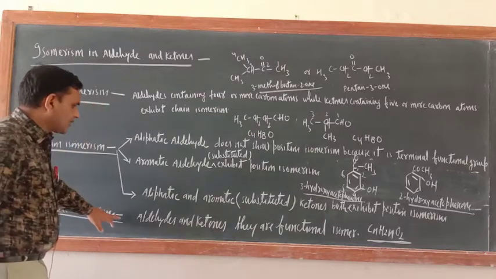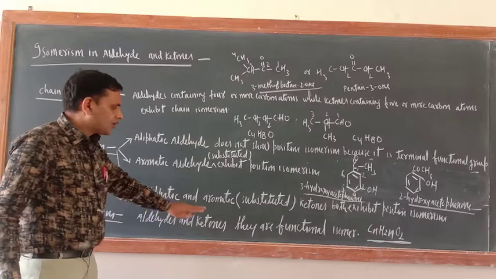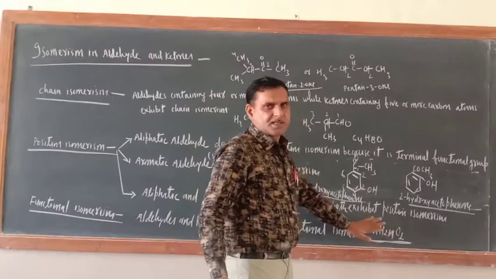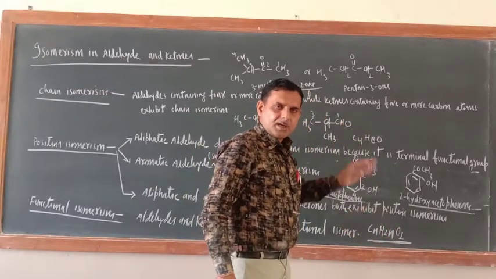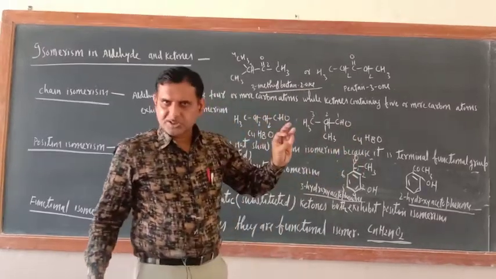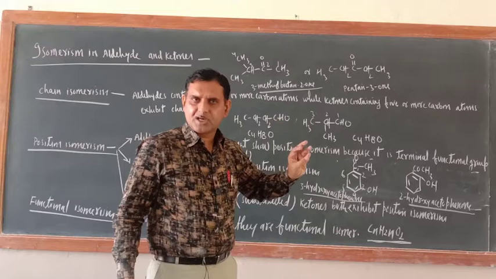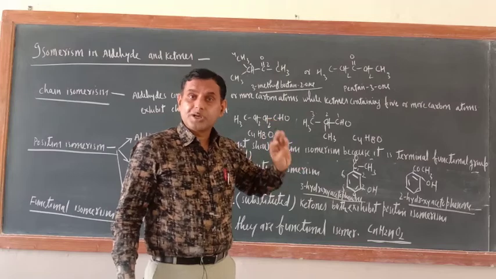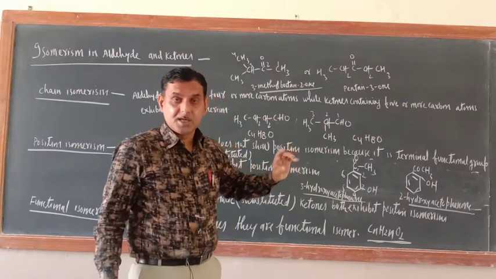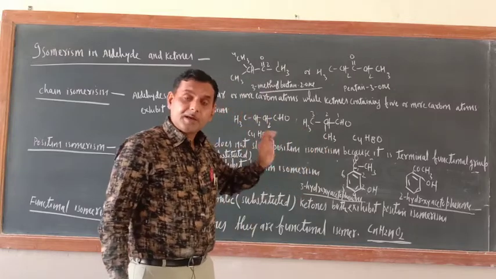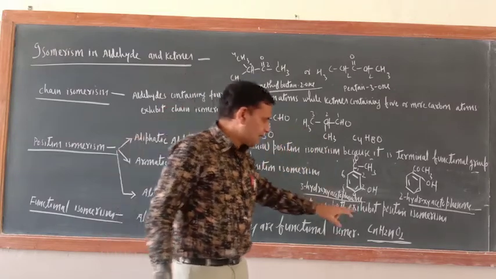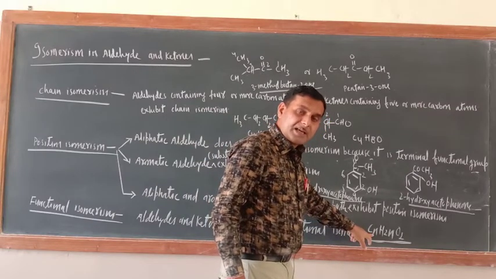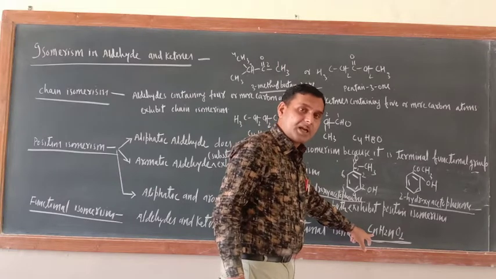Now as far as functional isomerism is concerned, aldehydes and ketones are functional isomers. How will you identify? Already I discussed this in detail. Ether and alcohol are functional isomers. Aldehydes and ketones are functional isomers. Ester and carboxylic acid are functional isomers. 1 degree, 2 degree, 3 degree amines are functional isomers. And I told you how to identify, even if only the molecular formula is given. So if the given molecular formula belongs to this category, the compound will exhibit aldehyde and ketone functional isomerism.